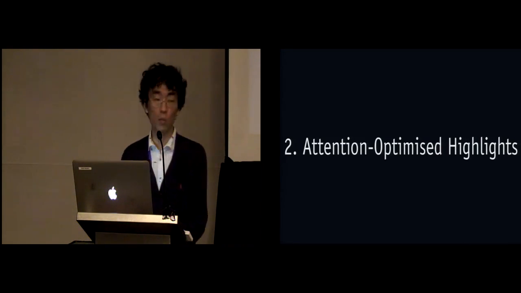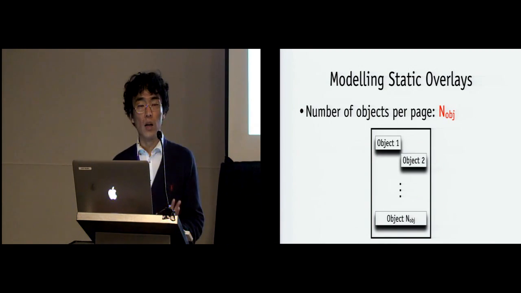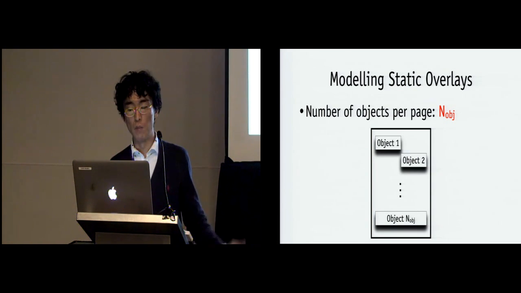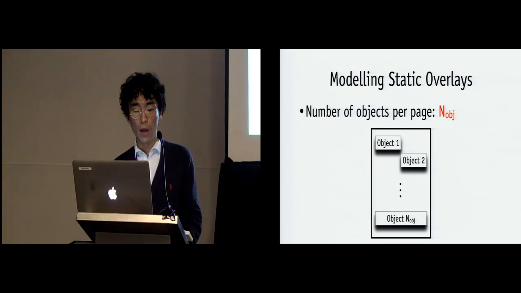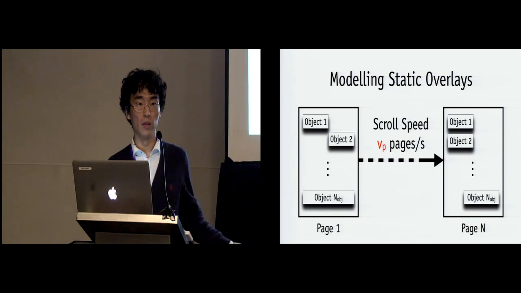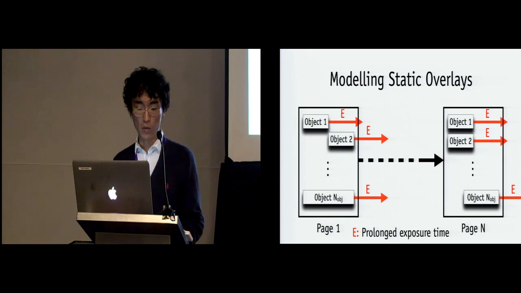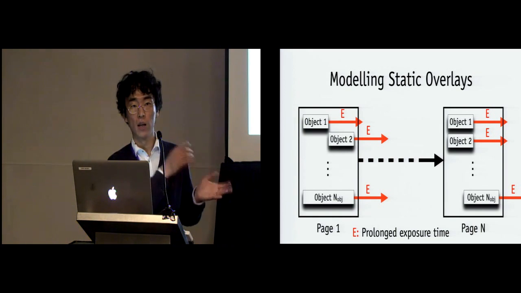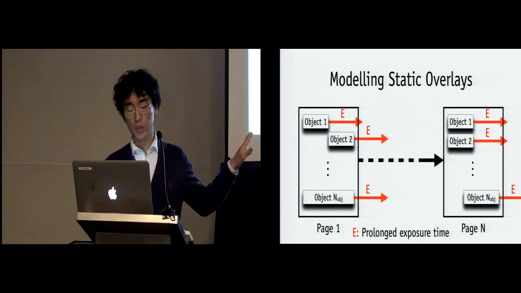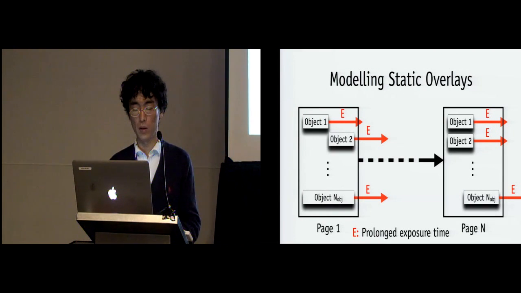So I will explain the optimization part. First, we imagine a specific context of scroll with a user. Let's assume that we have n important objects per page, and the current scroll speed of the user is p pages per second. Due to our overlaying technique, the exposure time of each object will be extended by the value of e. The e value represents the amount of temporal extension for the users. So we have more exposure time here.